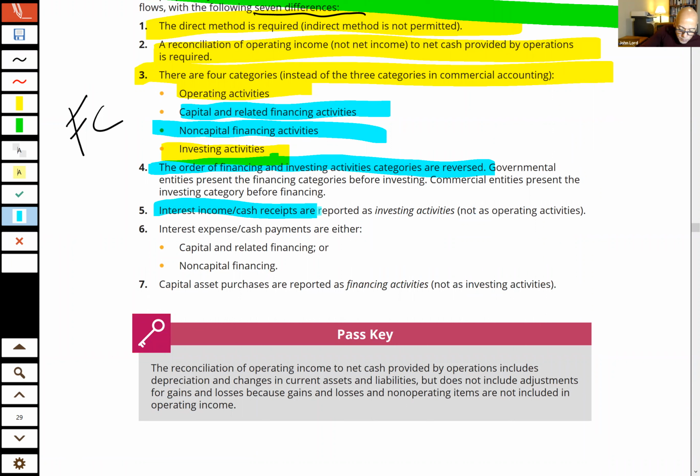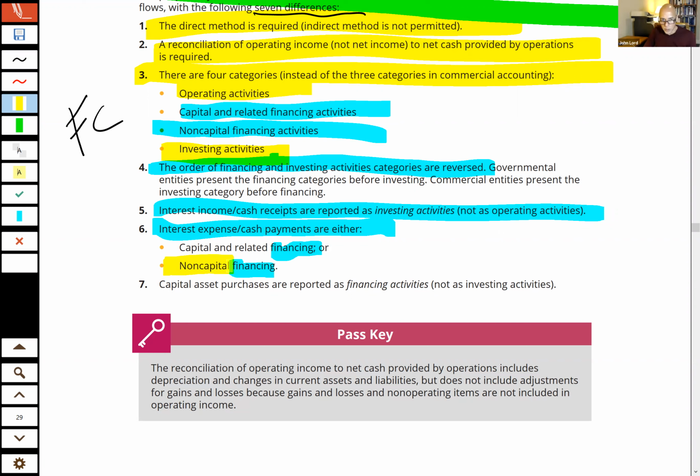Interest income is part of investing, not operating. And the reason they can do that is because government isn't doing the dysfunctional thing that we do for commercial. We're not starting with net income, we're starting with what? Operating income. And since interest is a non-operating item, interest receipts can properly be put down into the investing, and interest expense is going to be financing. And if it's spending money for, say, an operating loan, or interest for an operating loan, let's say, that's non-capital. If it's interest because you purchased some capital item, that's a capital related financing.